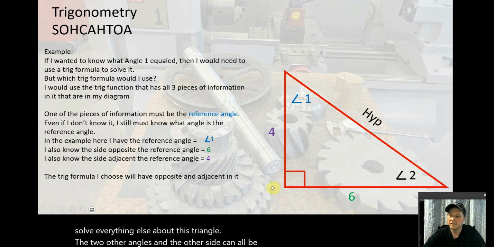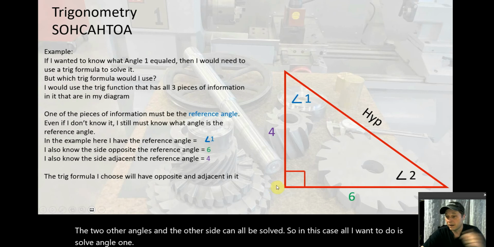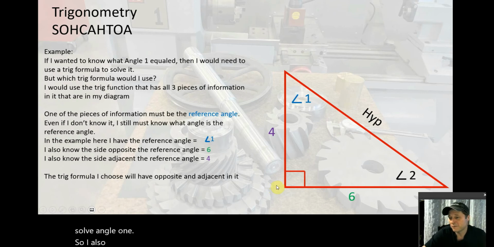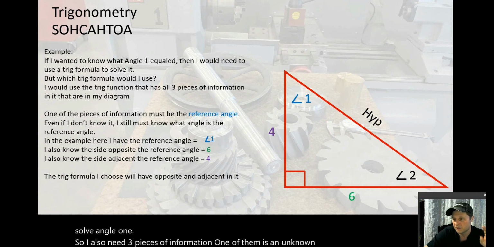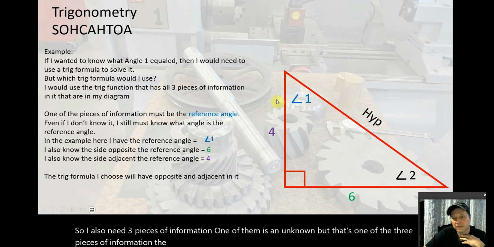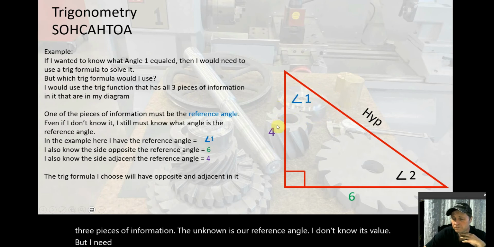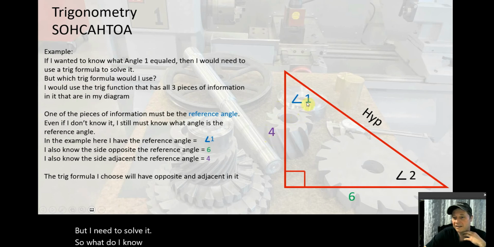So in this case, all I want to do is solve angle 1. So I also need three pieces of information. One of them is an unknown, but that's one of the three pieces of information. The unknown is our reference angle. I don't know its value, but I need to solve it. So what do I know? I know this side that is adjacent to this angle. And I know this side, which is opposite to this angle.